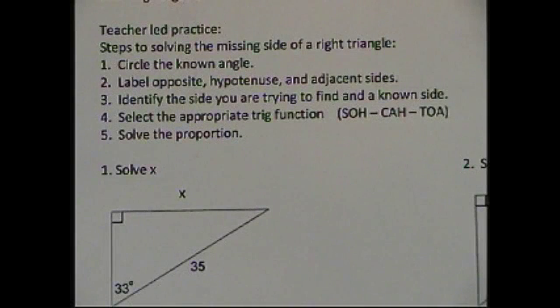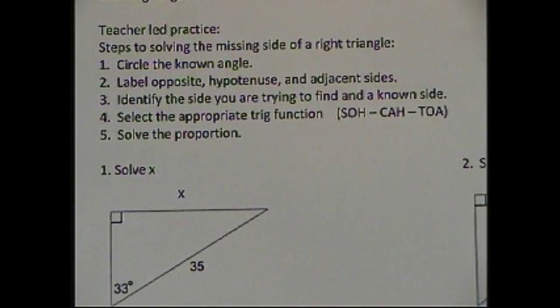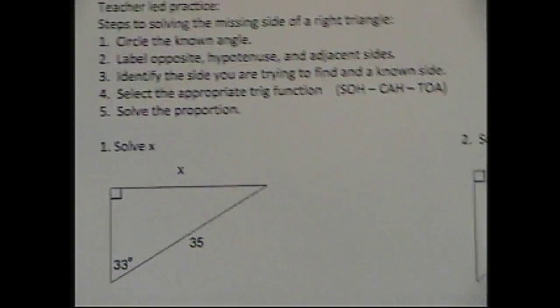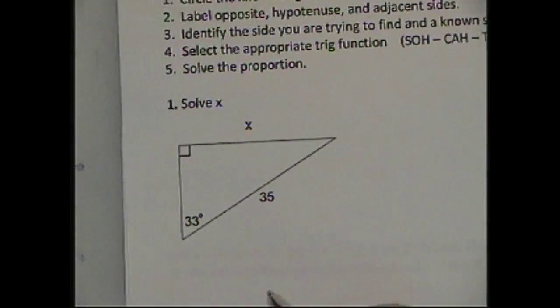Alright, we are looking over learning target G Retake Ticket. Here are the steps to solving a missing side length on a triangle. We're going to use SOHCAHTOA today, and we'll get started with number one.